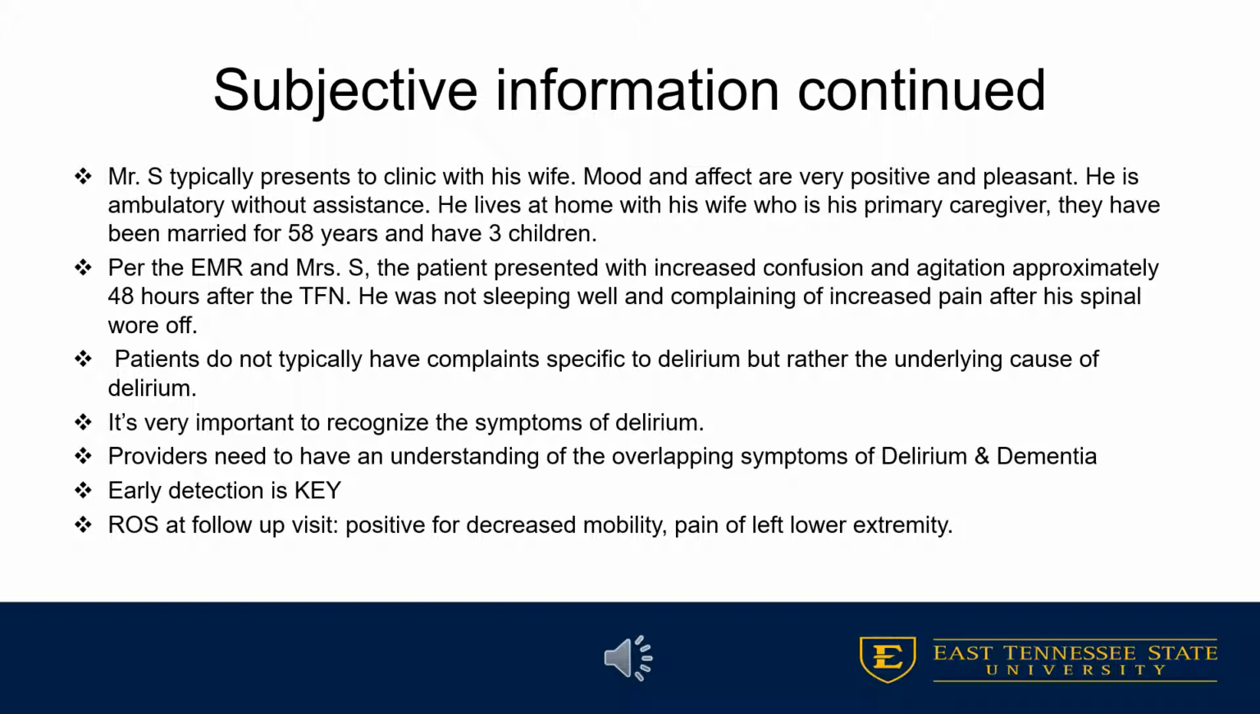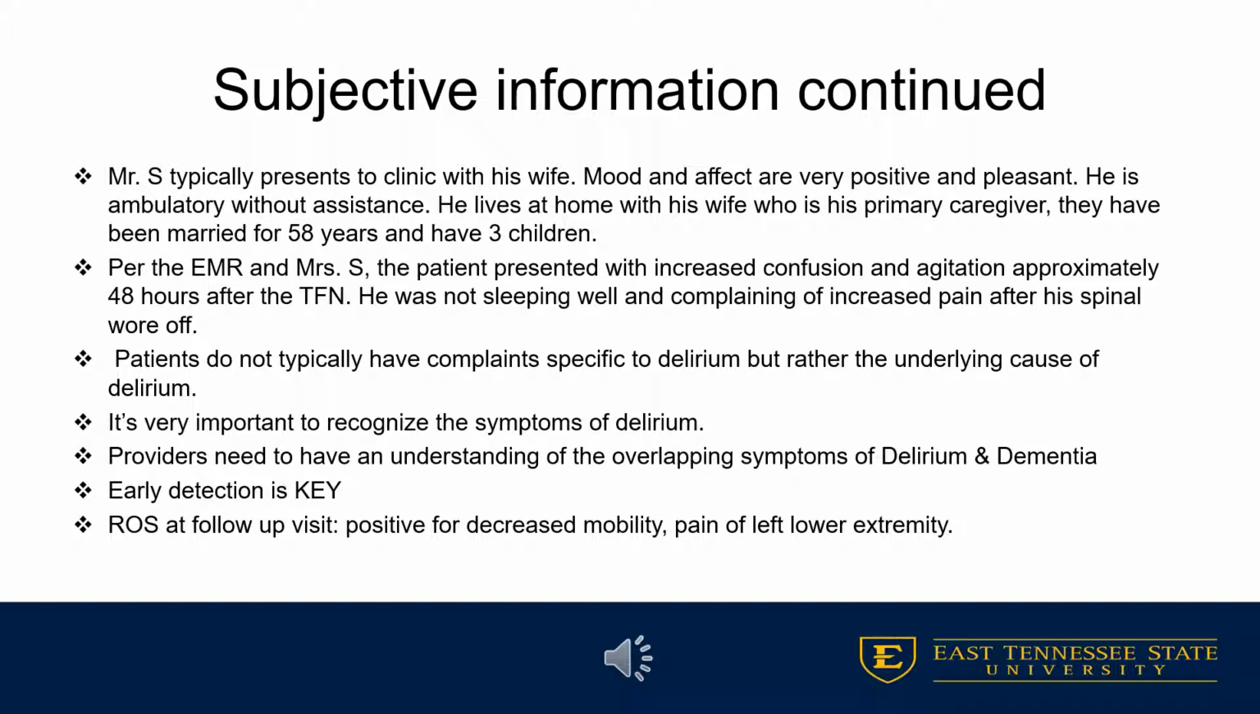Mr. S typically presents to clinic with his wife. His mood and affect are very positive and pleasant. He's ambulatory without assistance. He lives at home with his wife, who is his primary caregiver. They've been married for 58 years, and they have 3 children. One daughter lives approximately 20 minutes away and provides assistance to her mother for relief and respite care when needed.